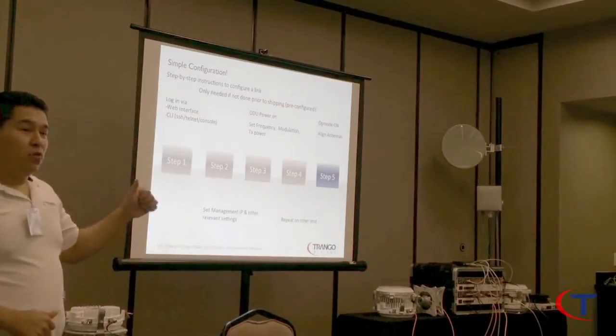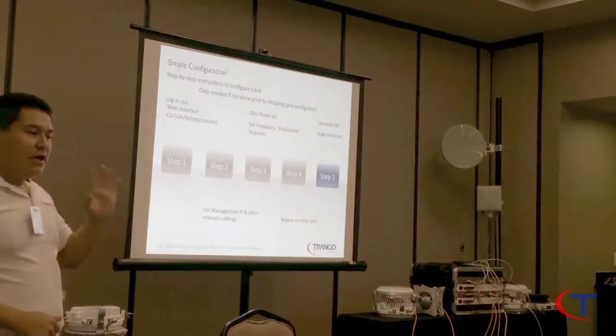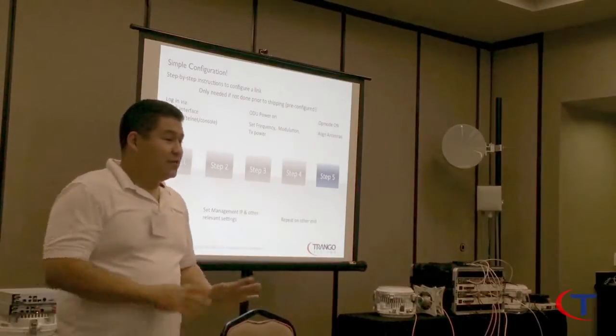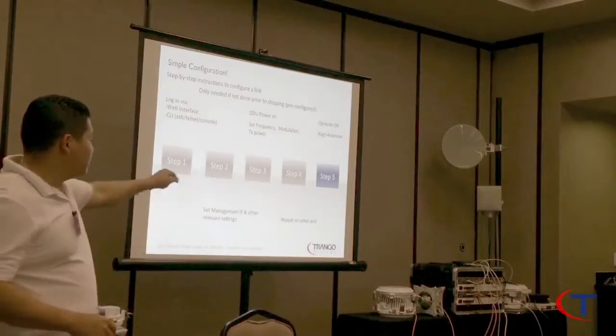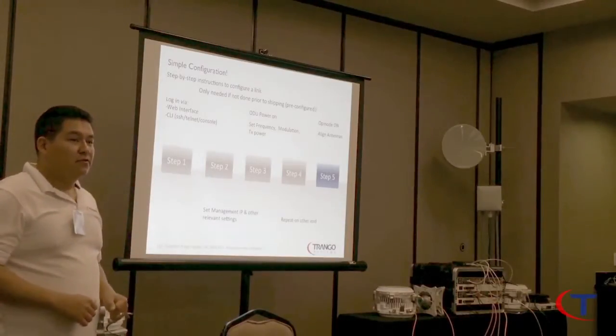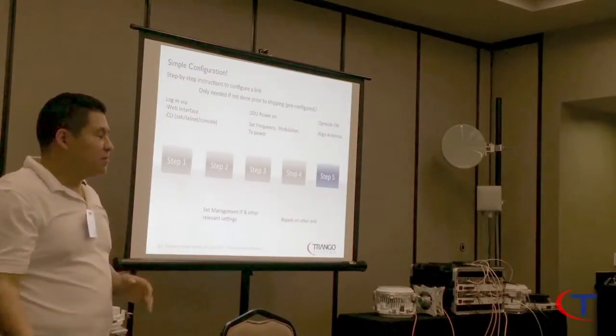Step 1, log in via the web interface or the CLI. Now the IP is the same for both interfaces, that doesn't change. Step 2, set the management IP. Whatever you want to be on the random subnet, just set it correctly.